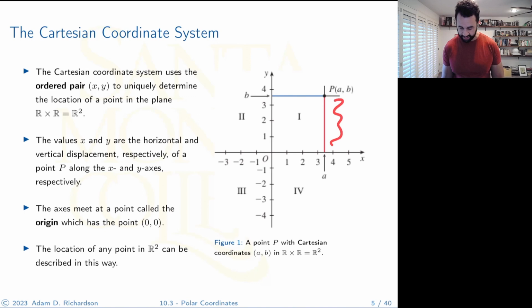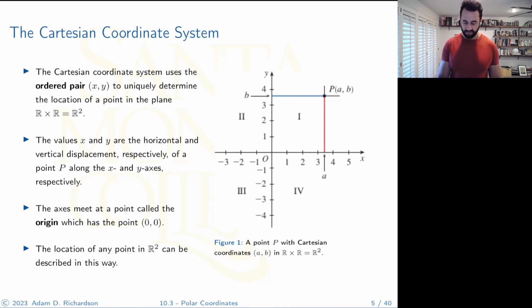So this distance right here gives you the vertical displacement of this point from the origin, or from the x-axis, I guess I'll say, and then this distance here, or that number there, gives you the displacement from the y-axis. The axes meet at a point called the origin. That's the point 0 comma 0. And the location of any point on this plane can be described in this way.